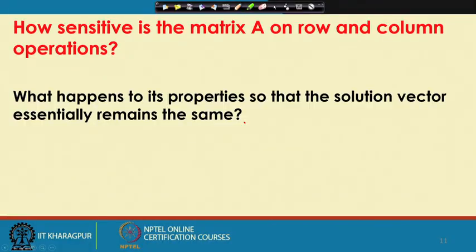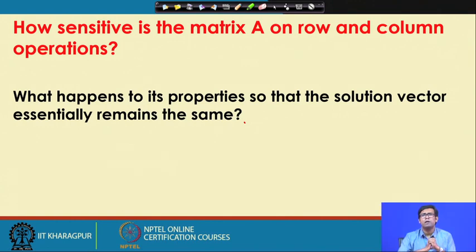So, we have to see what the sensitivity of matrix A is to these operations, what will happen to the solutions. Will the solution remain the same in row operation? That is the best advantage. In column operation also the solution is either permuted or a linear combination of the original solution vector. So, this is a very important thing to be checked: what happens to the properties of the matrix, and why the solution vector essentially remains the same. This is one very important part of discussion in this course.